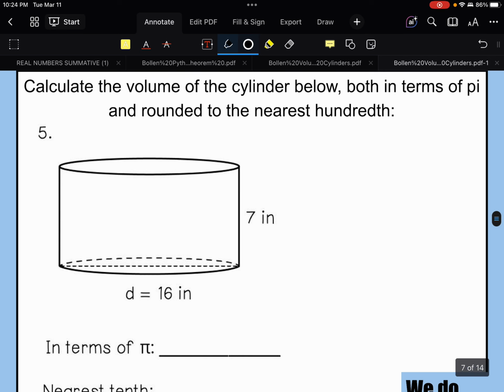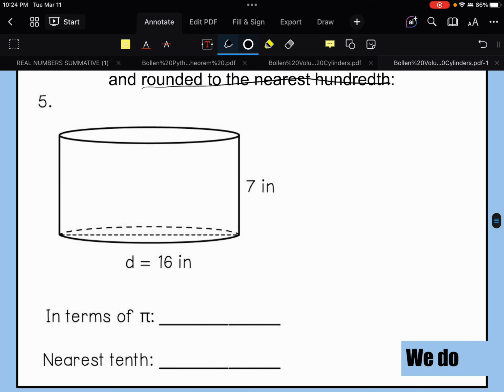Let's go ahead and do another one. So we're going to calculate in both terms of pi and then round this to the nearest hundredth this time. So we are rounding 2 decimal places this time. So here, again, our formula that we are working with is volume equals pi r squared times our height. We do not have our radius here. We have our diameter. We have all the way across.